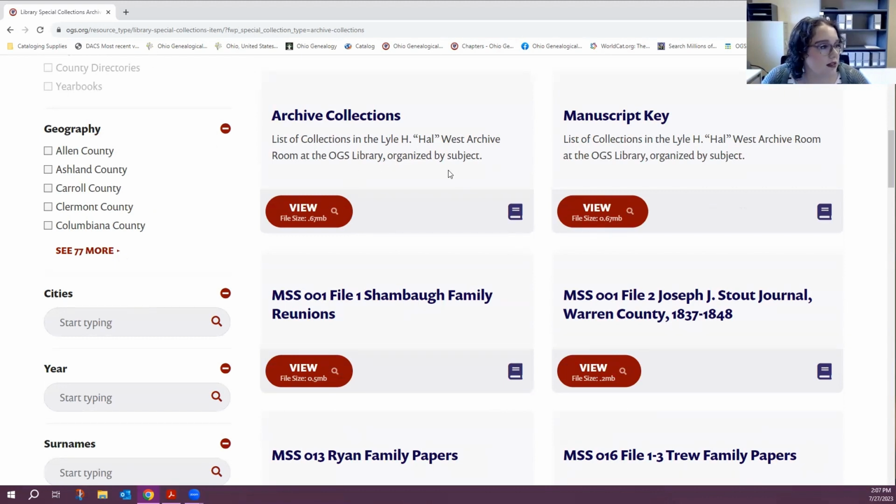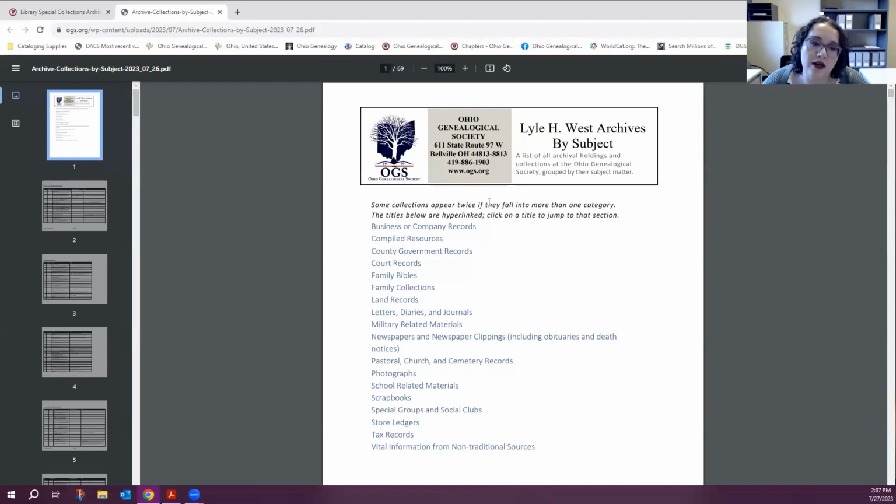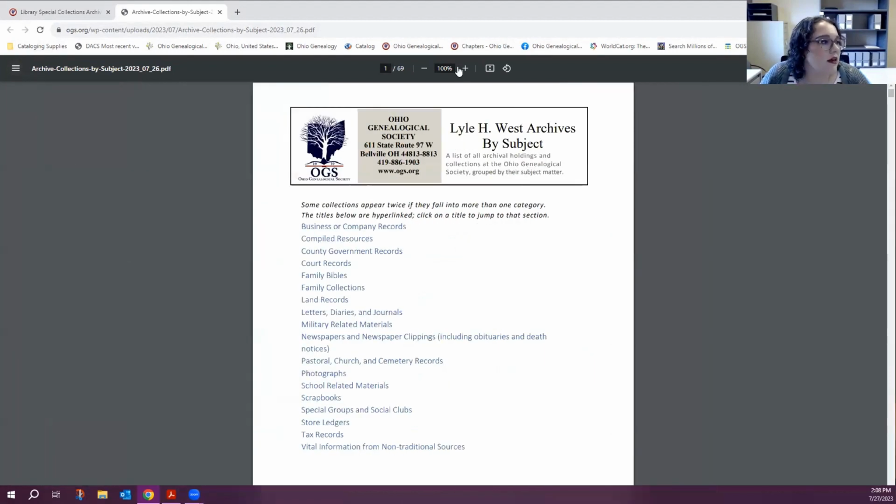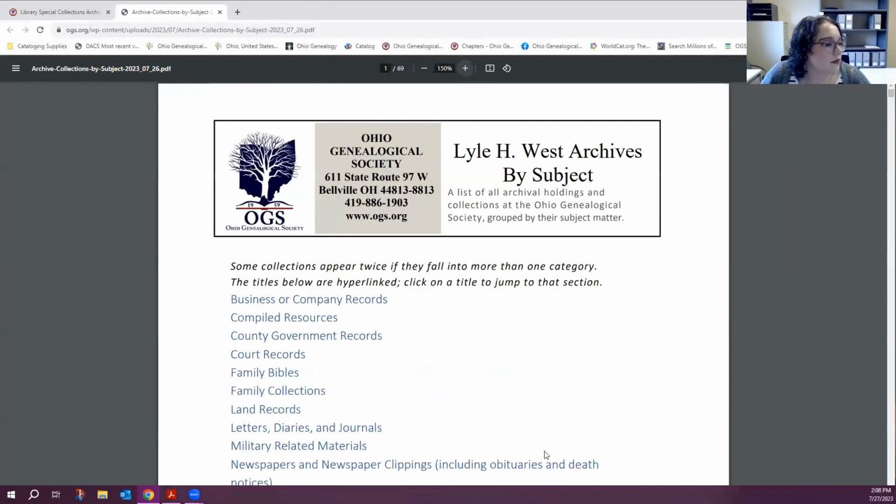So these first two boxes that you will see here, Archive Collections and Manuscript Key, open to the same exact document. We wanted to make sure that we were getting everybody and no one was getting confused about the manuscript key. So we posted it twice, but they're the exact same document. If you're on a browser, it will open up in another tab. It is a PDF. So we'll close this page viewer. You can leave it open if you like, but I like to close it. And then I'll zoom in a little bit.